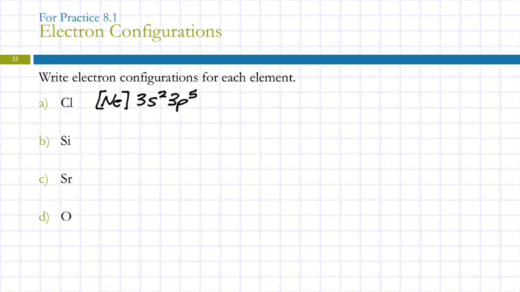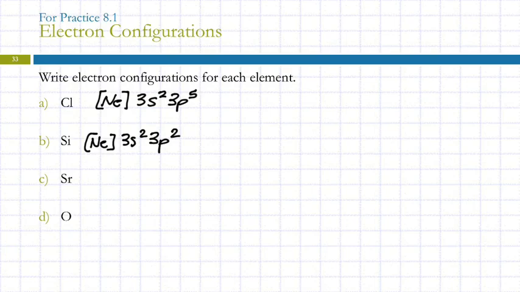So let's do silicon. Previous noble gas, again, is neon. And after neon, we've got 3s2 and 3p2. Silicon has 4 valence electrons. It's group 4.